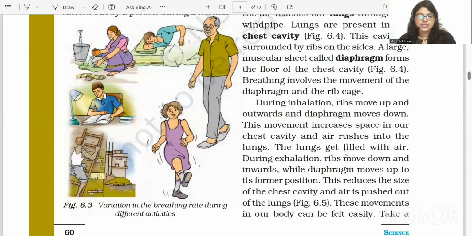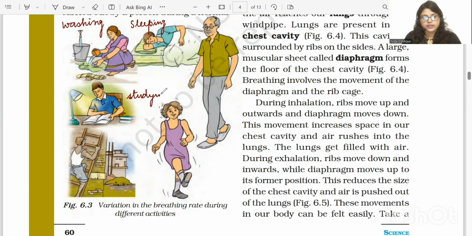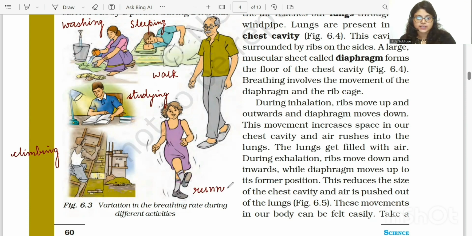So first of all, let us understand amongst these individuals, किसका breathing rate सबसे slow रहेगा और किसका सबसे ज़्यादा रहेगा. Okay. So I can see there is a person sleeping over here. Then there is a woman who is washing utensils. There is a boy studying, reading. Then there is a man climbing the ladder. Okay, climbing. There is an old man who is taking a walk. And lastly, there is a girl. I think she is running. She is doing some exercise.